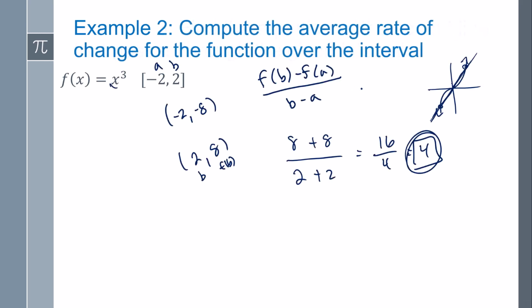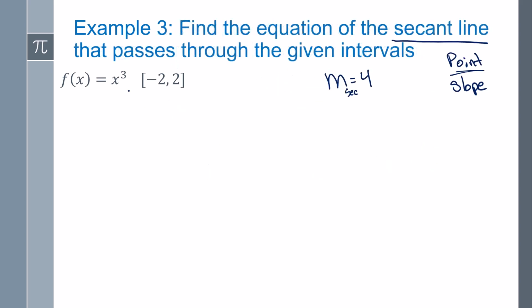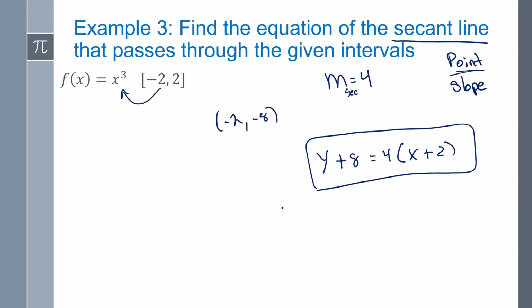Well, how did I find the points? I was given the x values. I plugged in -2, and it gave me -8. So same thing here. If I plug in -2, -2 cubed is going to be -8. So there's my point. So now y minus y1 equals m times x minus x1. So this right here is going to be the equation of the secant line that passes through that given interval.